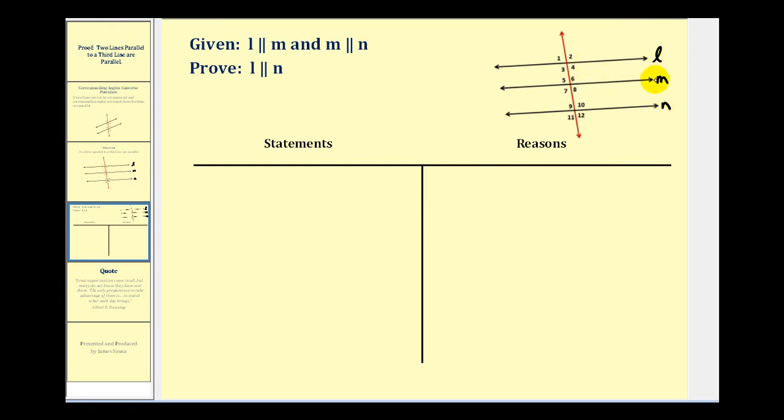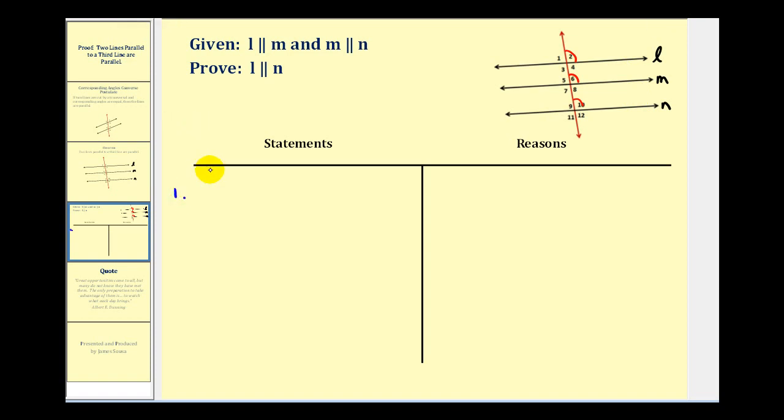We know if L and M are parallel, then corresponding angles are congruent. So we could say that angle 2 is congruent to angle 6. So looking at lines M and N, notice that angle 6 corresponds to angle 10. So angle 6 would be congruent to angle 10. And therefore, by the transitive property, it follows that angle 2 is congruent to angle 10, and therefore L is parallel to N. So let's go ahead and write this out.